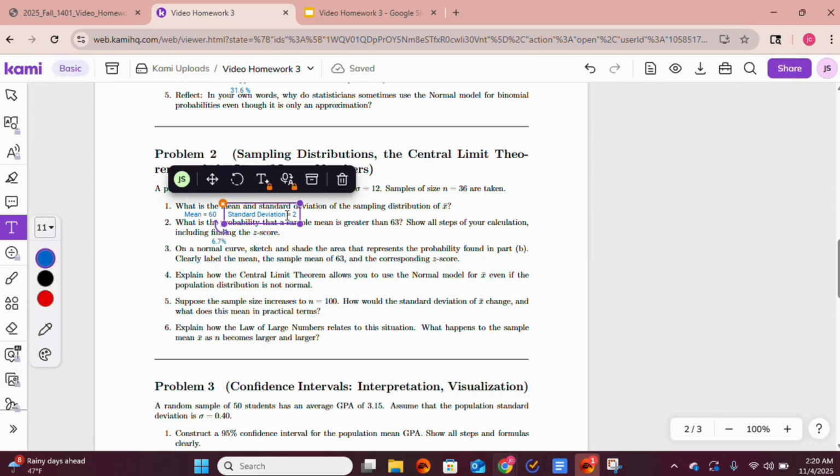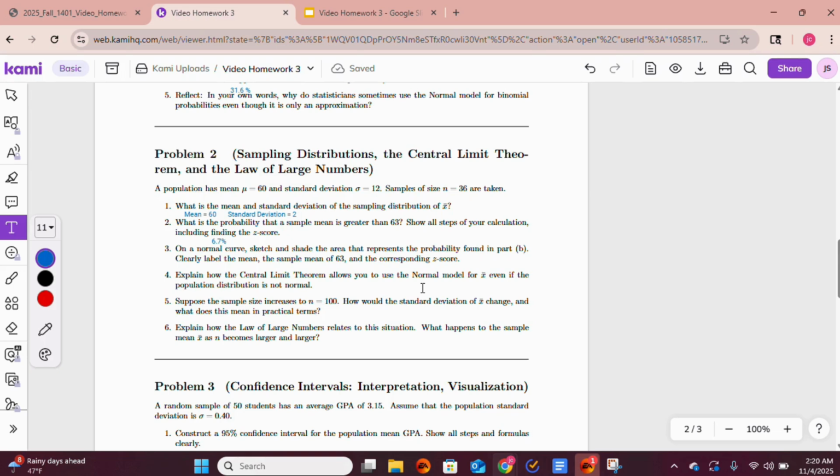Now we can move on to question 4, which asks us to explain how the central limit theorem allows you to use the normal model for the sample mean, even if the population distribution is not normal. The central limit theorem says that if the sample size is large enough, the distribution of the sample mean will be approximately normal. This still applies even if the population itself isn't normal. Because n equals 36 is greater than 30, the rule does apply here.